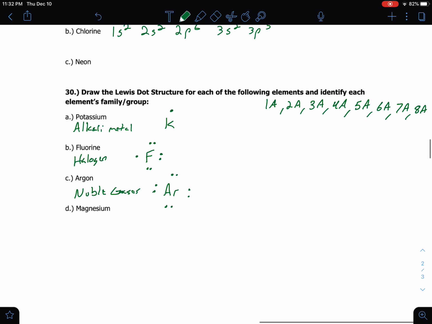Last one, magnesium. This is going to be an alkaline earth metal, and it is abbreviated Mg. If you look to the top of that group, you're going to see 2A. So it's only going to have 2 valence electrons, and so you're going to do 1, 2 dots.